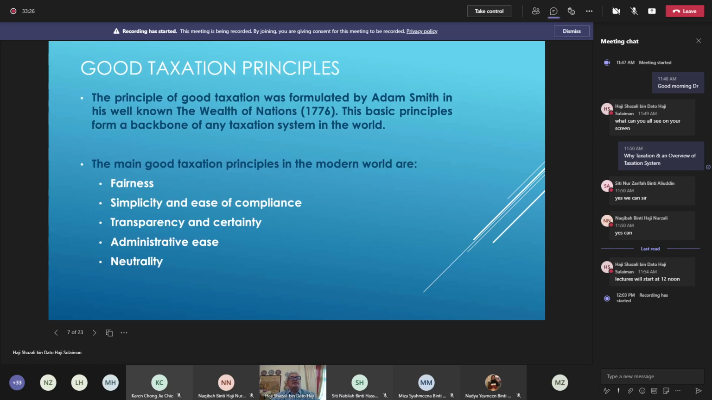Okay, so what are the good taxation principles that you need to be aware of? Yeah. And this actually, the principle of good taxation was formulated by Adam Smith, one of the top economists, in his book, The Wealth of Nations. And this is 1776, more than 200 years ago. And the basic principles form a backbone of any taxation system in the world. The main good taxation principles in the modern world are, and I'll probably go through one by one. Yeah? Fairness, simplicity and ease of compliance, transparency and certainty, administrative ease and neutrality.